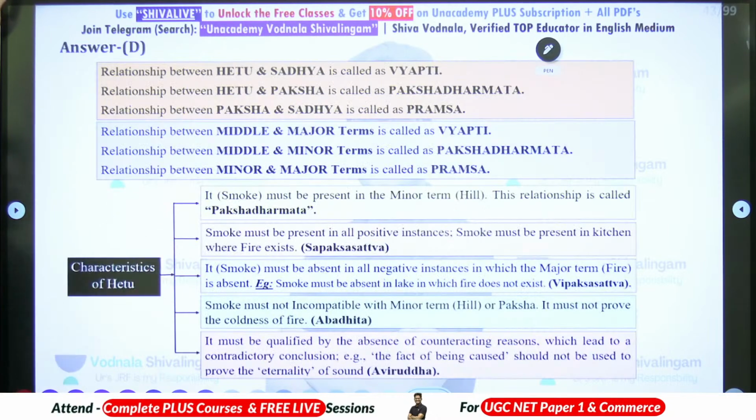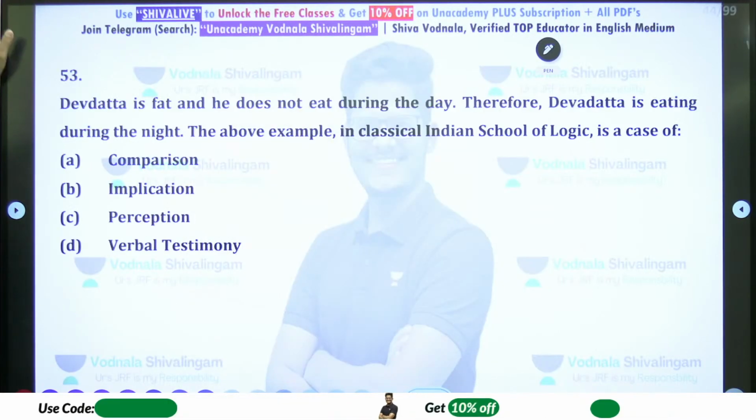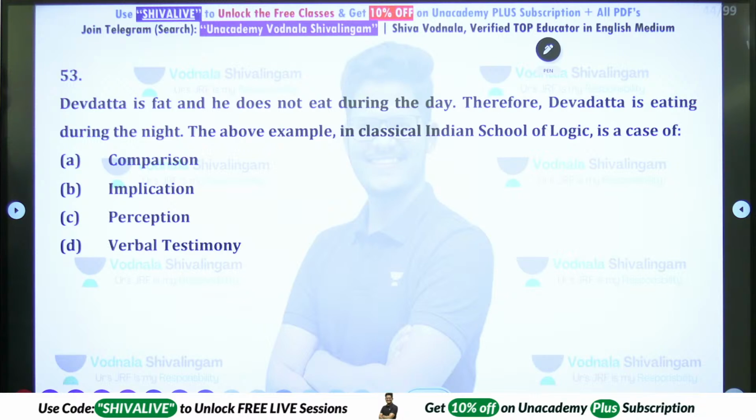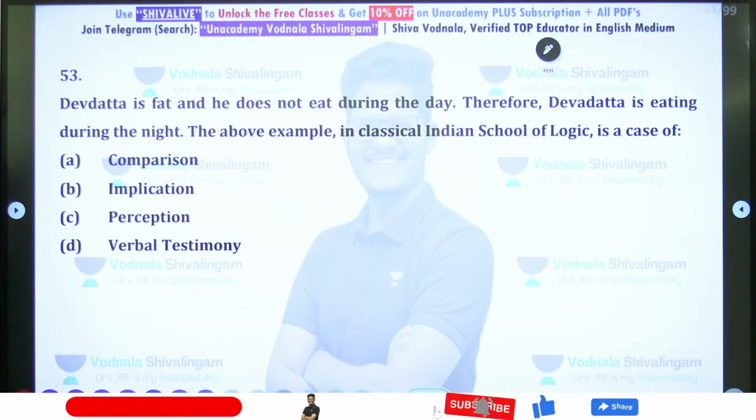Correct. Next. Devdatta is fat and he does not eat during the day. Therefore, Devdatta is eating during the night time. The above example is suitable in case of.